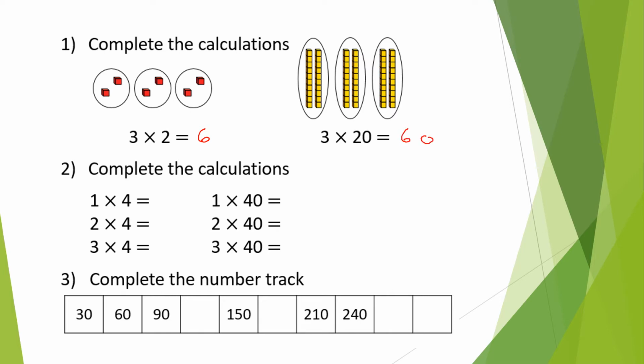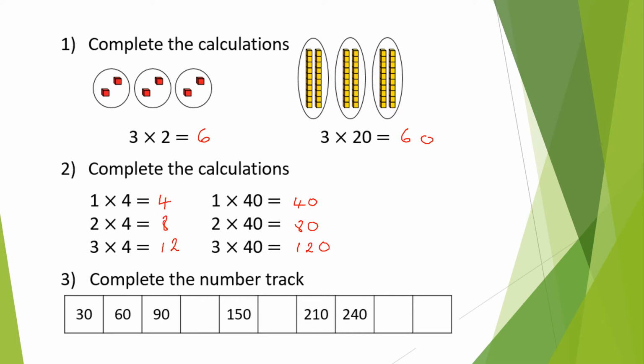Number two, complete the calculations. 1 times 4 equals 4, 2 times 4 equals 8, and 3 times 4 equals 12. Let's look at 1 times 40 is 40. Can we see the relationship? 1 times 4 is 4, 1 times 40 is 40. 2 times 4 is 8, 2 times 40 is, well done, 80. 3 times 4 is 12, therefore 3 times 40 is 120. As you can see, they are now multiples of 10.